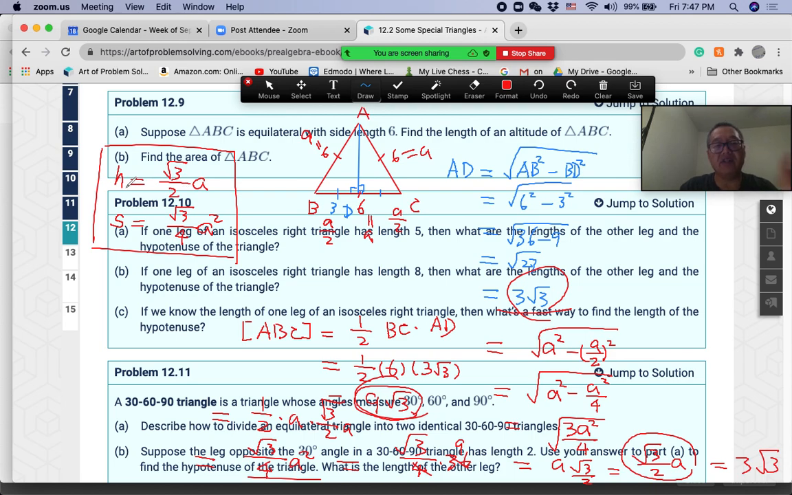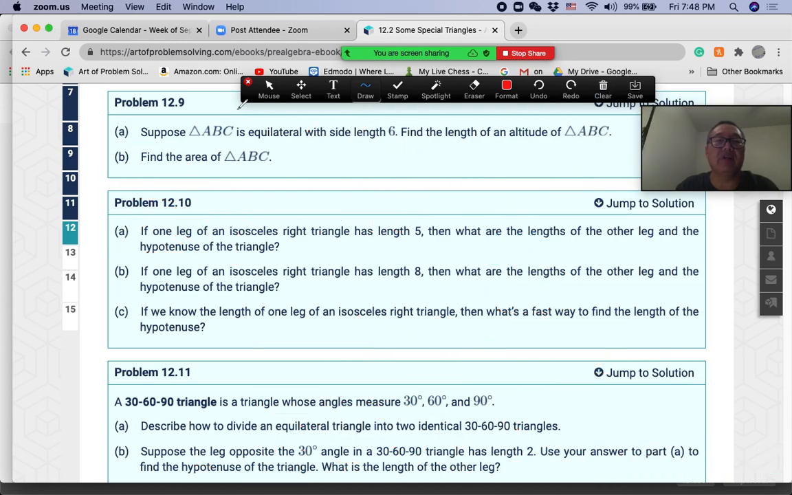How to get the altitude of an equilateral triangle. In an equilateral triangle, the three altitudes are the same, okay? So we just get this number, and that will be the altitude for this equilateral triangle. The area of an equilateral triangle equals root 3 over 4 times the side squared, a squared. Okay, so this is problem 12.9. Now let's go to example 12.10.